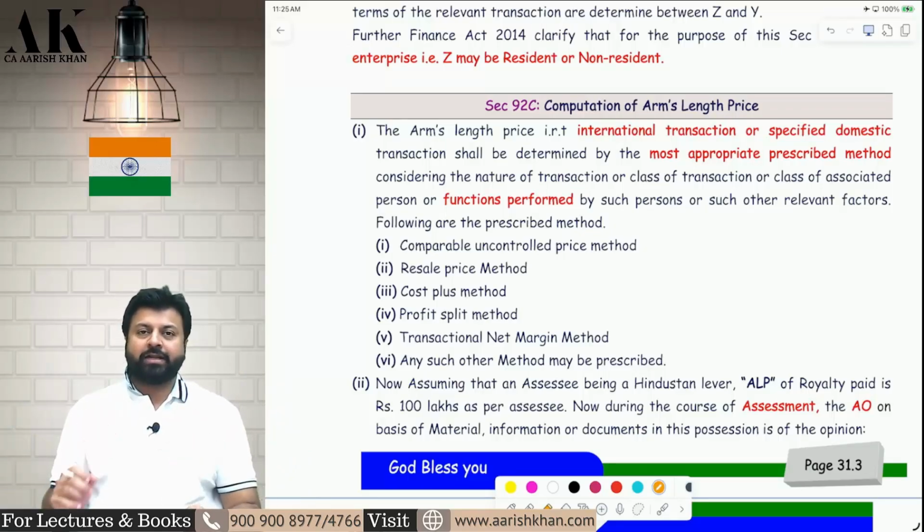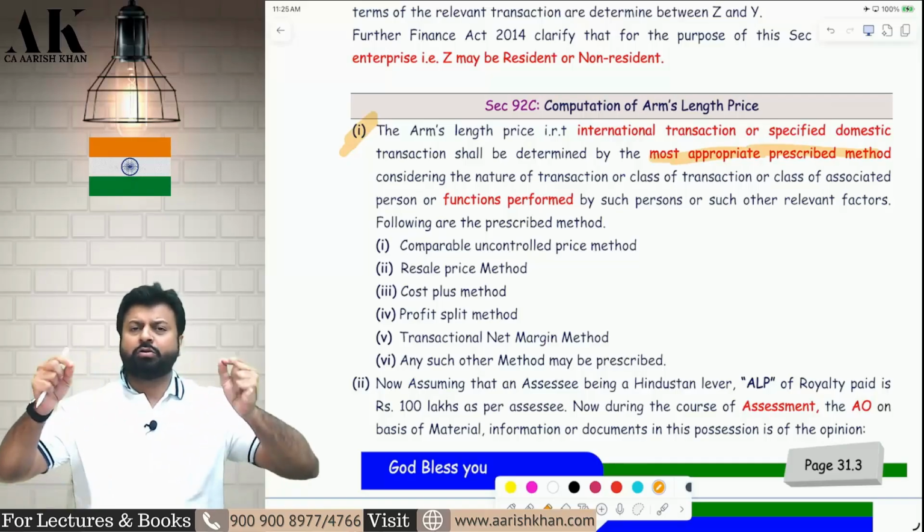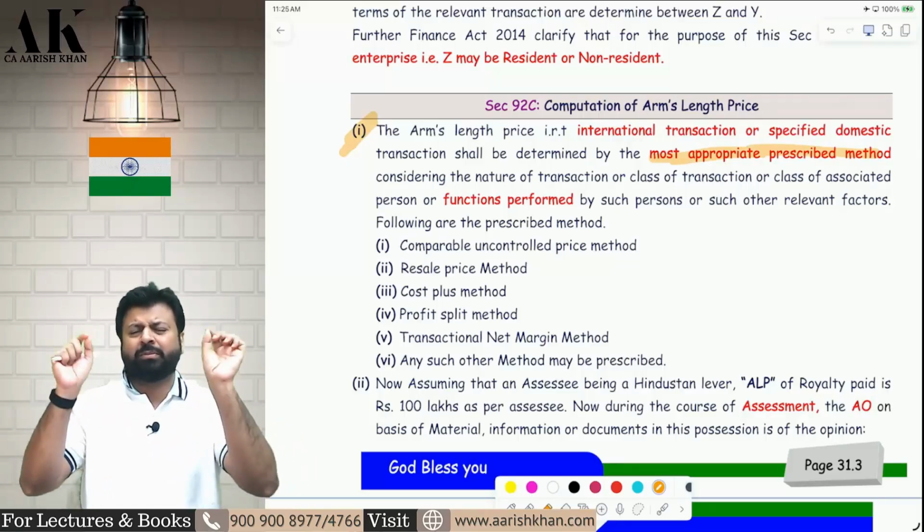So you have to understand 92C and its rules now. In 92C there are 4 subsections. The very first subsection says that the arm's length price of the international transaction or the domestic transaction has to be computed by the assessee himself having regard to the most appropriate method. The law has given 6 methods. You have to select the best method out of them, which is the most appropriate for you.